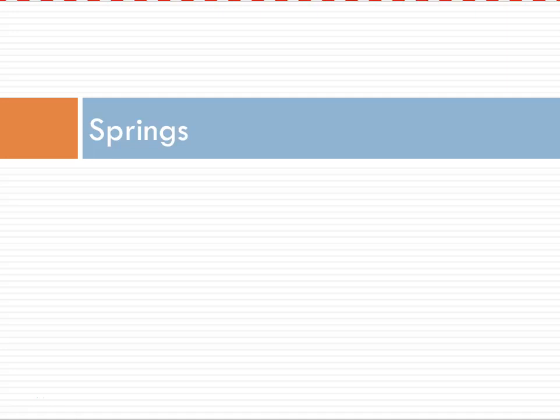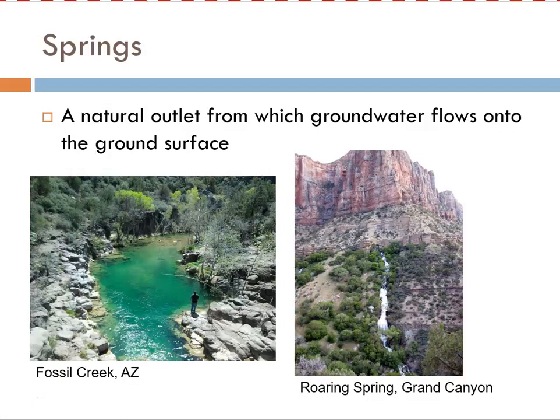Springs are a particularly interesting type of groundwater feature. A spring is a natural outlet from which groundwater flows onto the ground surface. So this is an area where you actually get completely natural discharge from the groundwater system. And on the screen you can see a couple of really cool examples of some springs in Arizona. One of our most famous is Fossil Creek, or Fossil Springs.